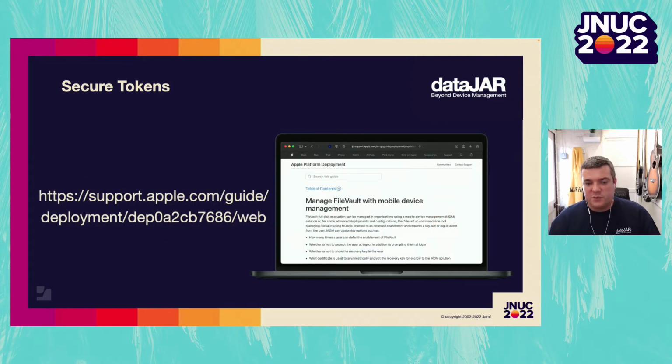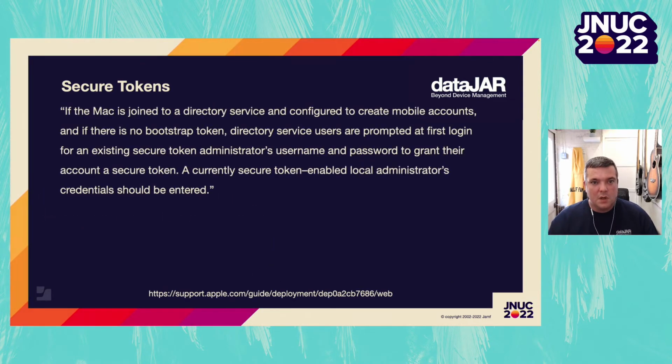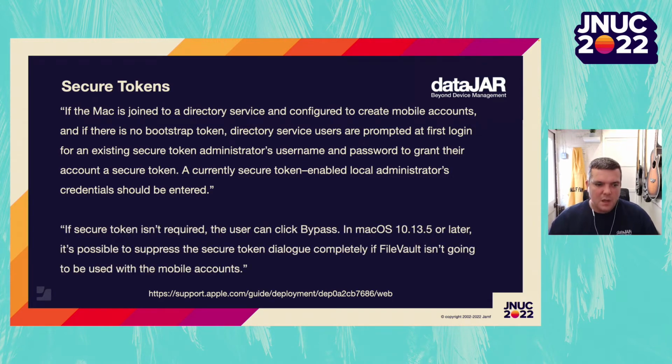Additionally, Apple have now documented this within their managed FileVault with mobile device management KB and show that there's a key you can deploy, a config profile, to disable that behavior. Additionally, within that KB, Apple state if the Mac is joined to a directory service and configured to create mobile accounts, and if there is no Bootstrap token, we'll get to them in a moment, directory service users are prompted at login for an existing user's secure token administrator's username and password to grant their account a secure token. A currently secure token enabled local administrator's credentials should be entered. Bit of a mouthful. But if it's not required, you can click bypass.